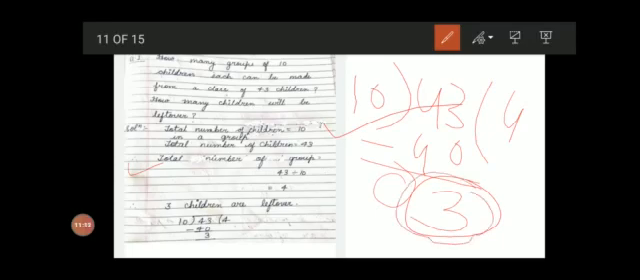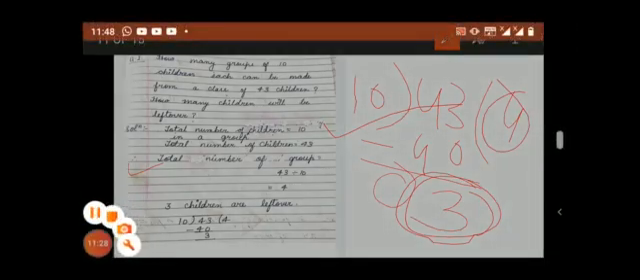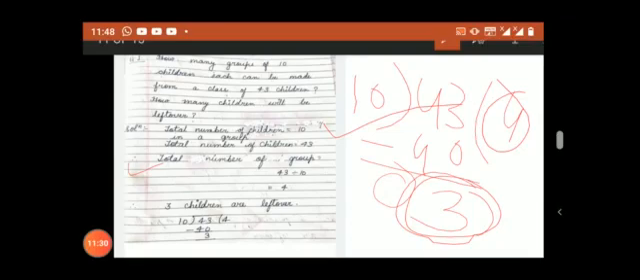Okay, and how many groups are formed? 4 groups are formed. Total number of groups equal to 4. How many children are left over? 3 children are left over. Okay, now move to the next question.